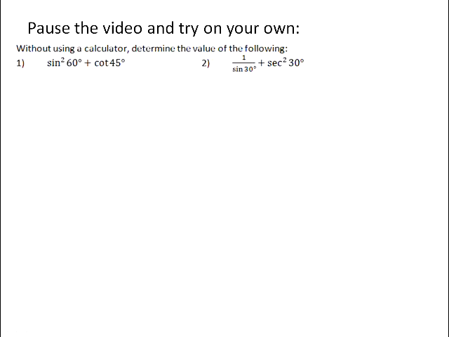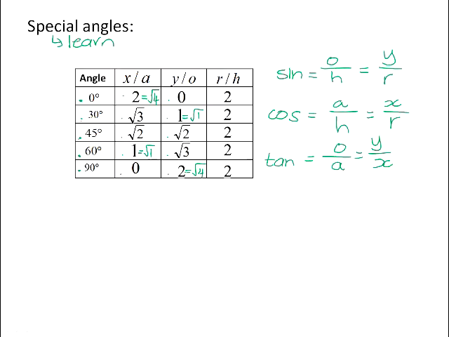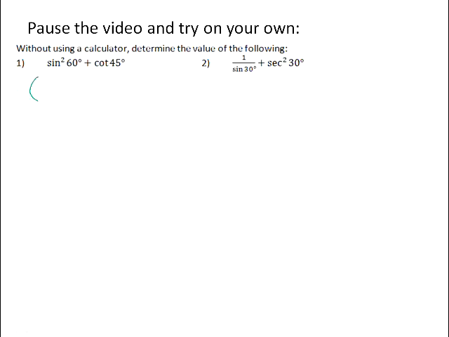Number one, we need to find the sine of 60 degrees. So if we go back to the table and we look at 60 degrees, sine is the ratio of y over r. So it will be root 3 over 2 because that is the y and the r value for 60 degrees. So it will be root 3 over 2 and it's the sine squared of 60 degrees. So we need to square that ratio.